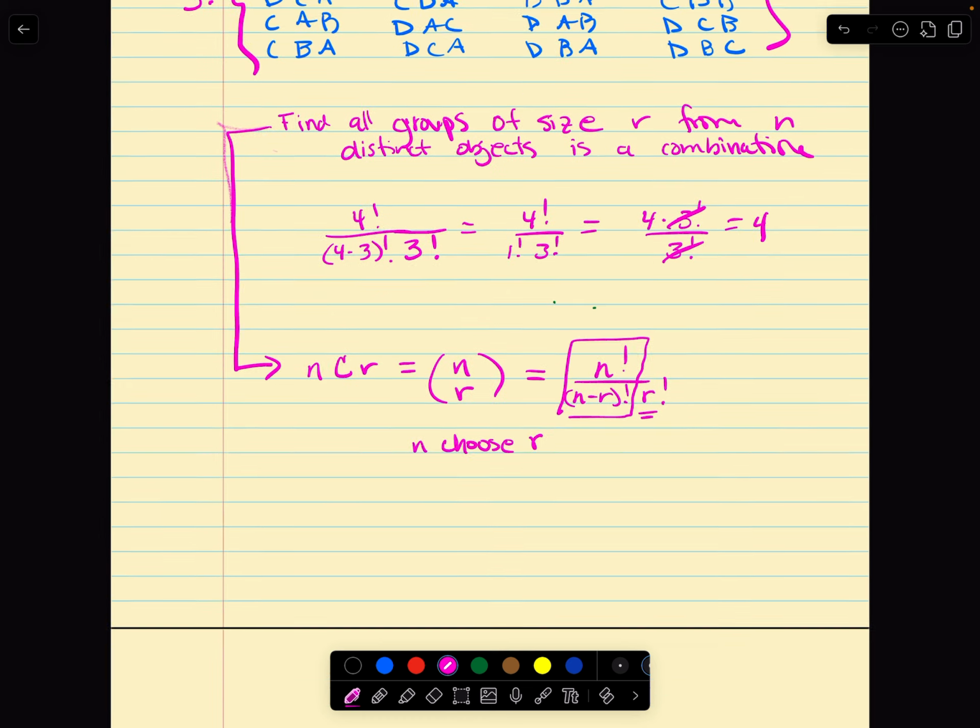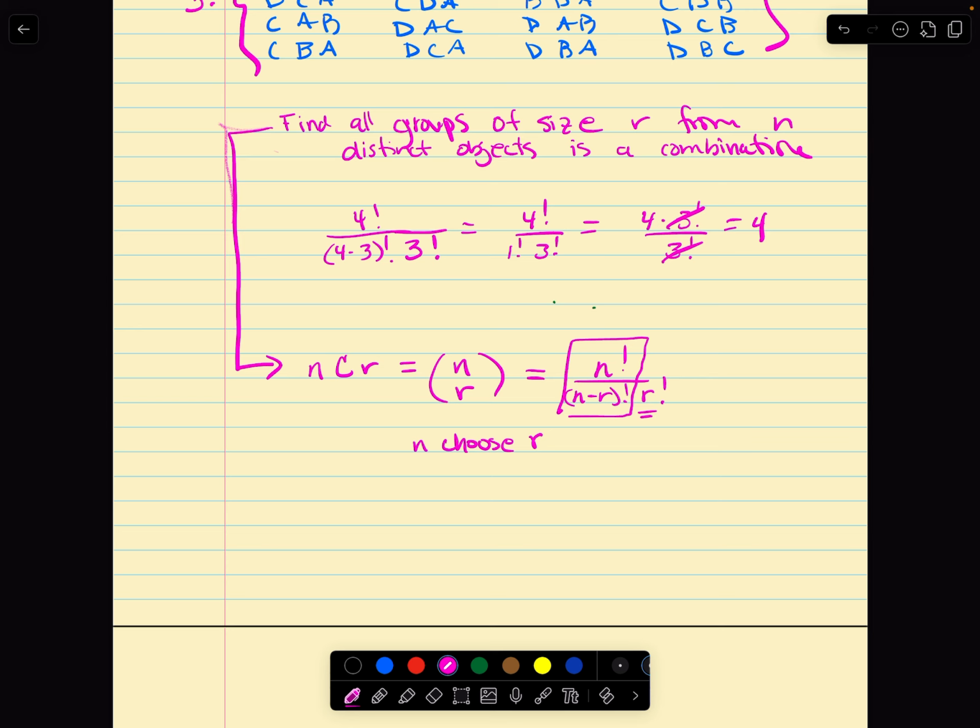In the next video, we're going to look at 4 specific counting problems. We've already seen 2 of them here.